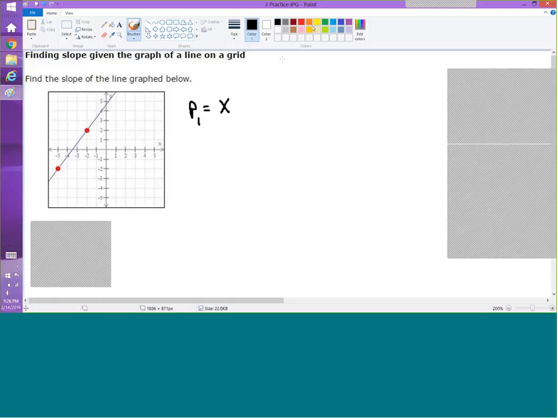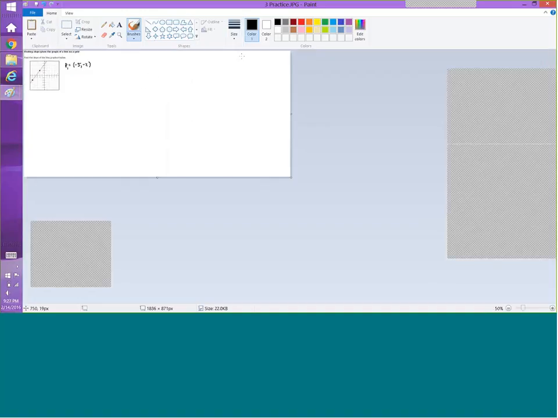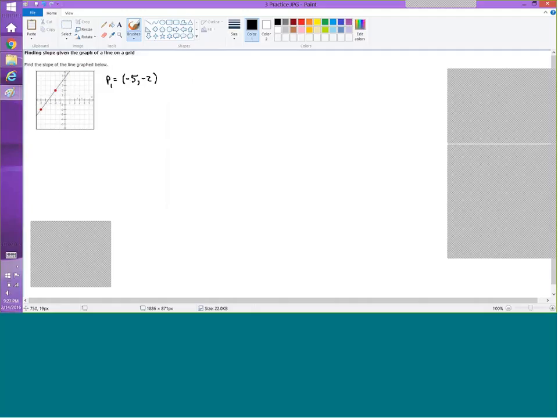Whoops. Why is it so darn thick? Because I'm zoomed in, that's why. Okay. So that's a little too far out. There we go. And then we have point 2 over here, where x equals -2 and y equals 2. So we have -2 and 2.